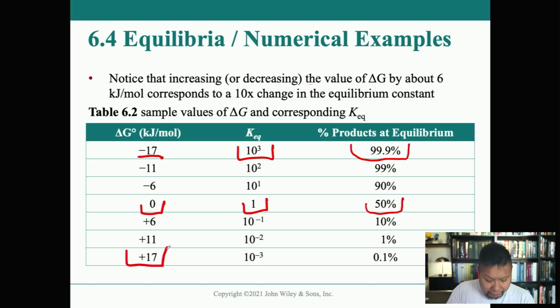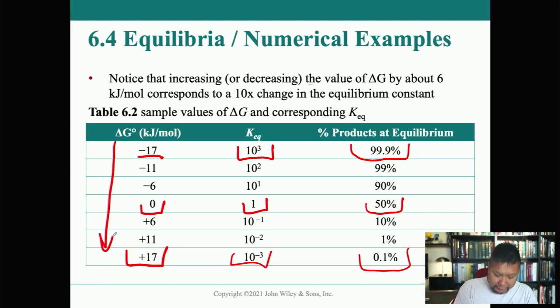And skip all the way down here where you have a positive 17 as a delta G. Its KEQ is 10 to the negative 3, which is a super small number. And now the amount of products you have as compared to reactants is 0.1%. The rest of it, 99.9%, is all reactant still. Know this trend. Know this pattern. Okay.